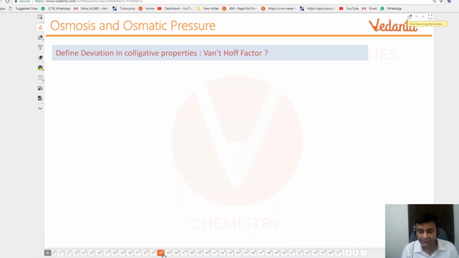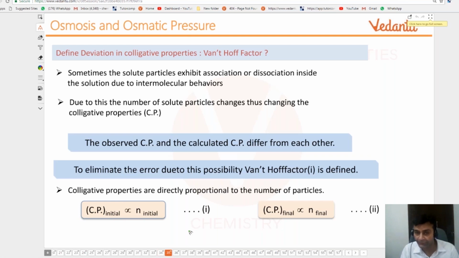For getting the accurate value of the molecular mass: sometimes solute particles exhibit association or dissociation inside the solution due to intermolecular behavior. Due to this, the number of particles changes and the colligative property changes. I have discussed that in some cases dissociation takes place, in some cases association takes place. If the solute undergoes dissociation, the number of particles will increase, the colligative property will increase, and the molecular mass will decrease.